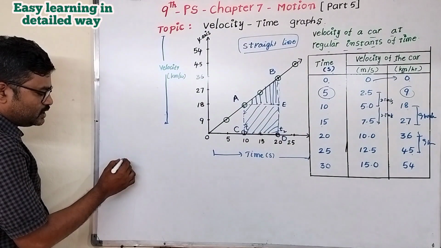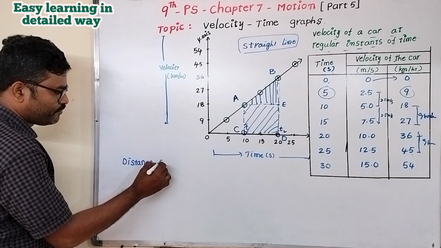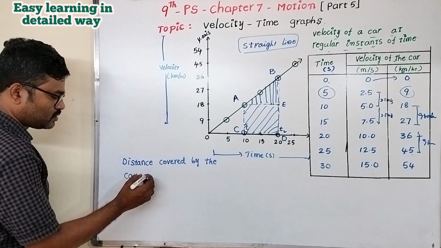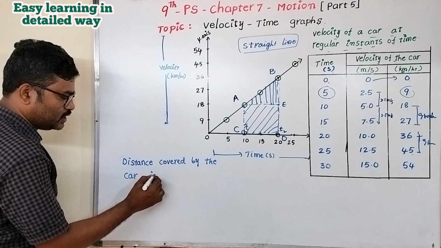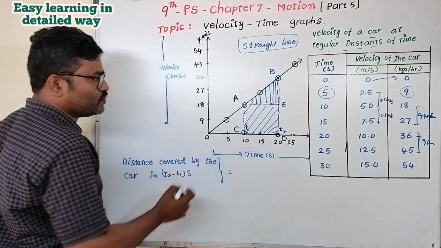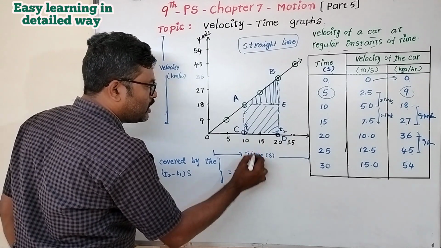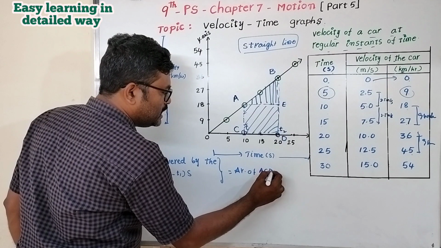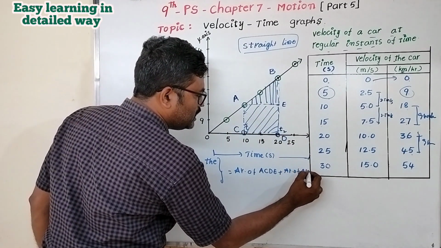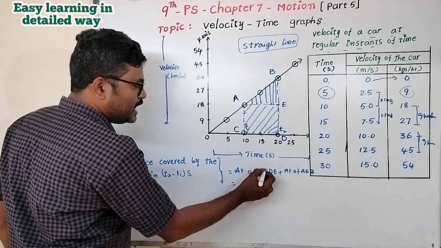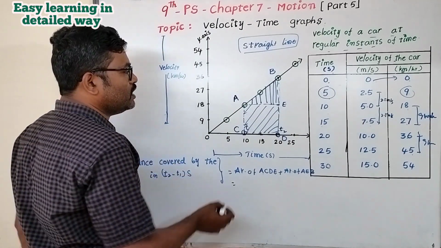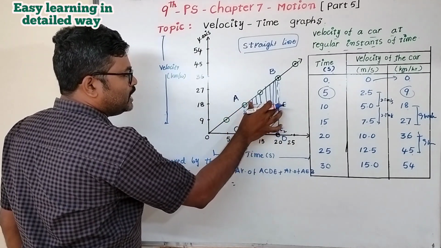See, to find the distance covered by the car in T2 minus T1 seconds, it is equal to, see what? Area of ACDE plus area of AEB. Let's try to find it out. See ACDE, ACD is a rectangle. So the area of the rectangle is length into breadth. See AC, this height, then this AE, multiplying these two is enough.